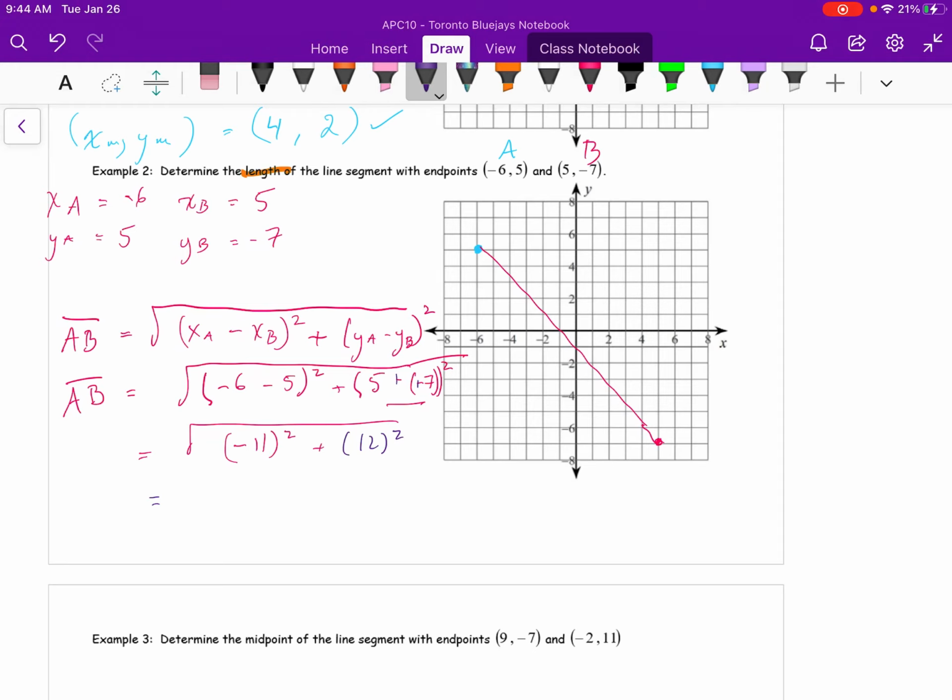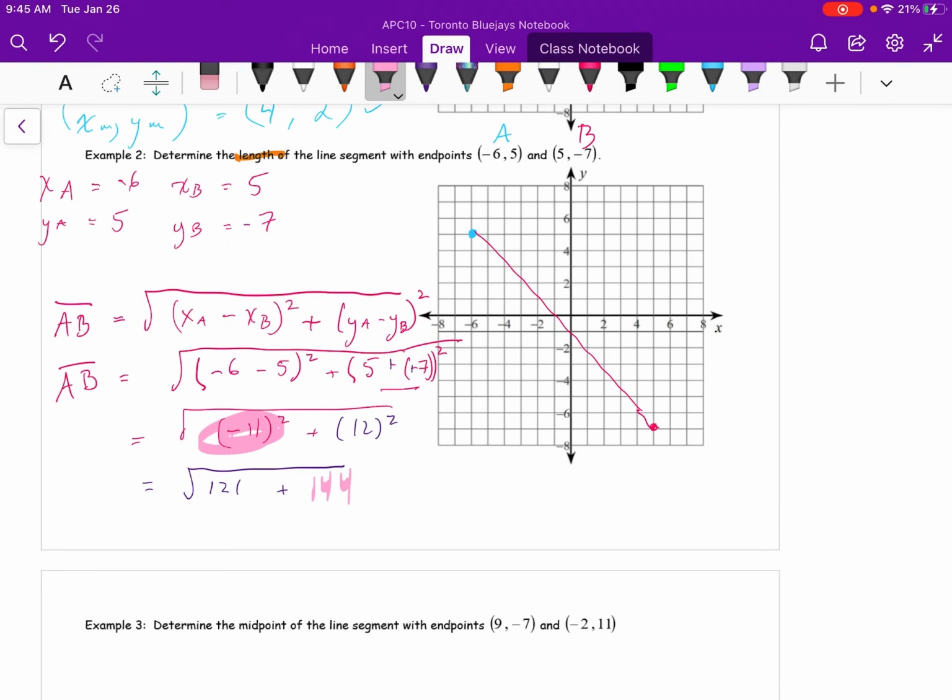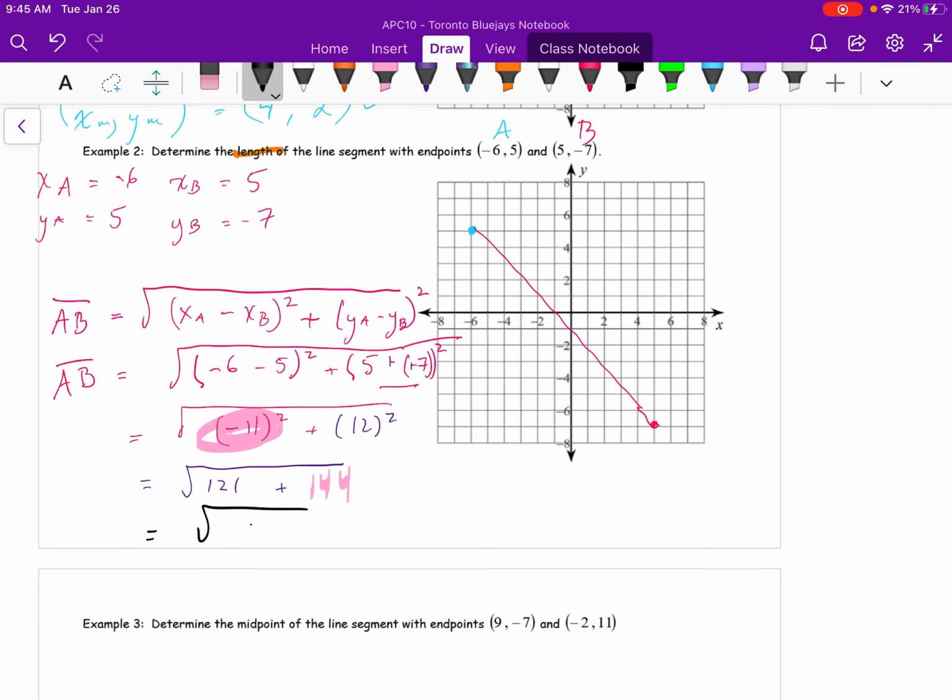And unfortunately for me, I don't have my calculator in front of me. Oh, here it is. I'm going to use my calculator. So negative 11 squared. Now the reason why I'm going to do this by hand is just to demonstrate that when we take a negative and we square it, it turns into a positive. So that's 121. 12 squared is 144. And what we get is the square root of 265.